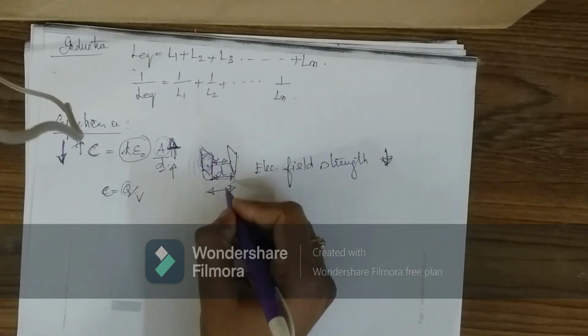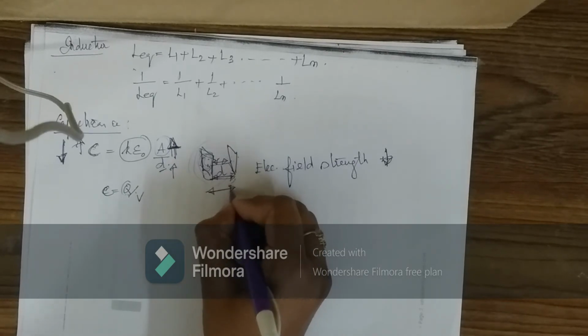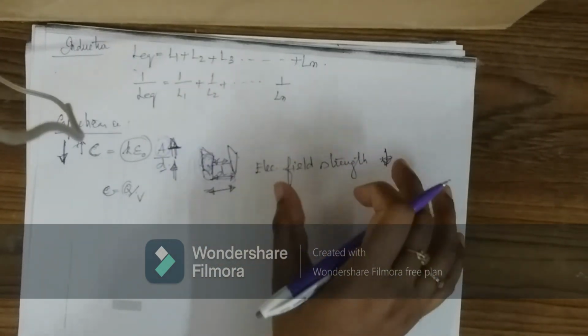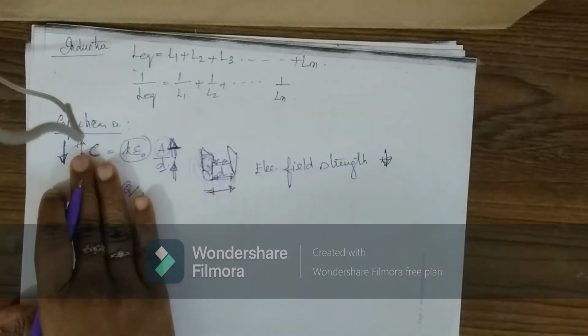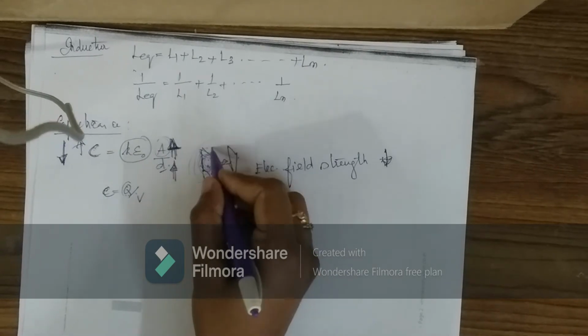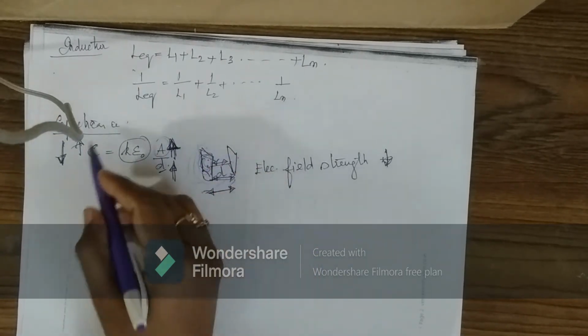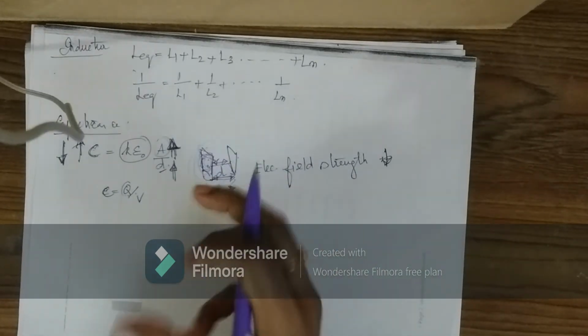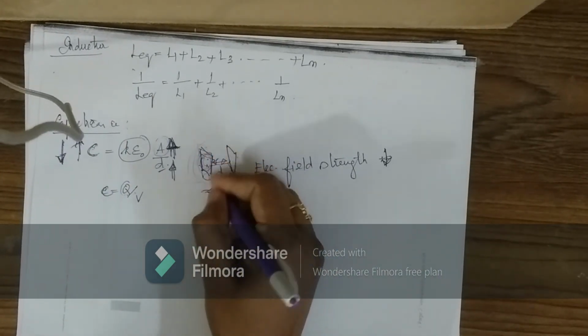So basically, if the distance is increased, the electric field strength decreases, so the capacitance value decreases. If the area of cross section of the plate increases, your capacitance also increases because there is more space for the electrons to hang out here.